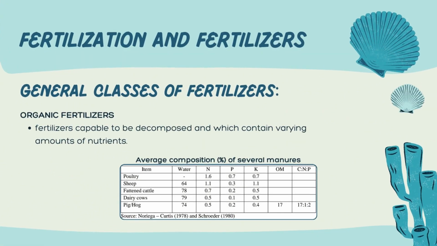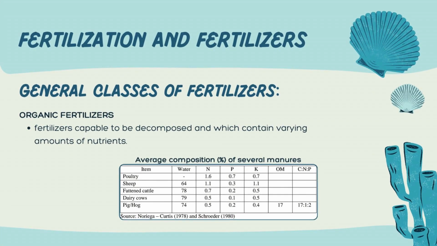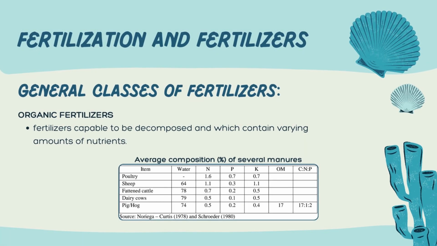These can be decomposed and contain varying amounts of nutrients. Examples of these are the animal manures, which contain different nutrients, as shown in the table. This table is about the average composition of several manures from poultry, sheep, fattened cattle, dairy cows, and pigs.